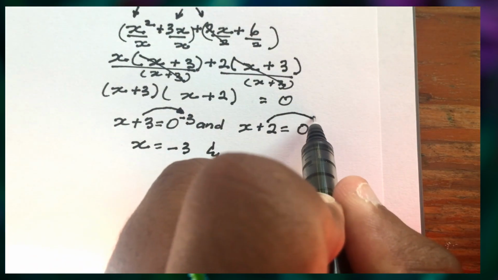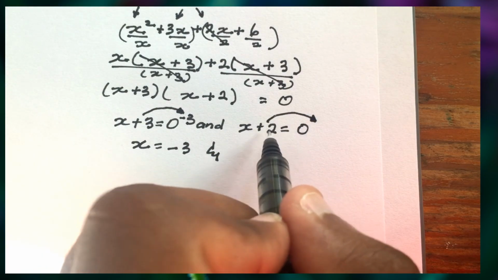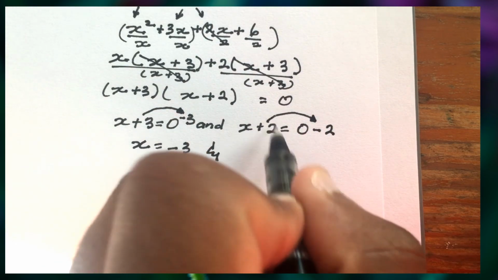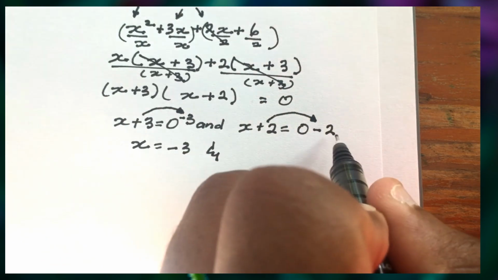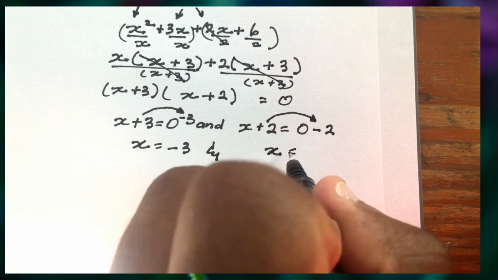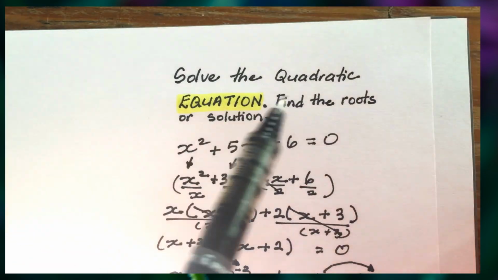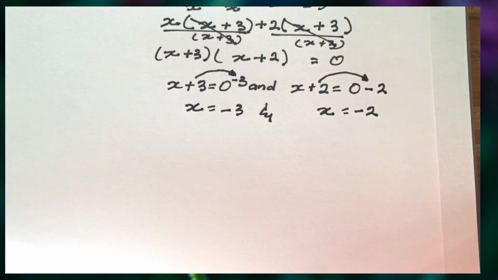Moving this positive 2 across because I want x by itself. When you jump the side from left to right, you change the sign. So it's going to move from being on the left to being on the right, and it's changing from a positive 2 to a negative 2. So x is going to be equal to negative 2. So when we solve the quadratic equation, or we find the roots or find the solution, this is what we mean. What are the values of x that make the quadratic equation work down to 0?